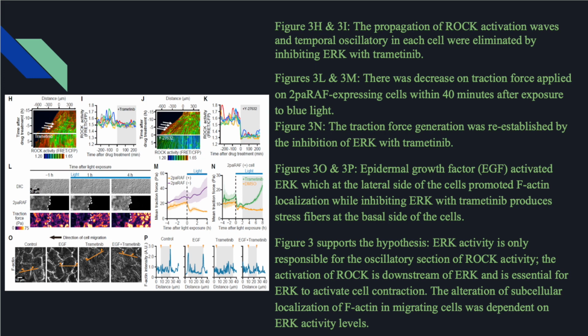Figures 3L and 3M saw a decrease in the traction force applied by the 2p-RAF expressing cells within 40 minutes after exposure to the blue light. Figure 3N, the traction force generation was reestablished by inhibiting ERK. Figures 3O and 3P, EGF activated ERK, which at the lateral end of the cell promoted F-actin localization, while inhibiting ERK produced stress fibers at the basal side of the cell.